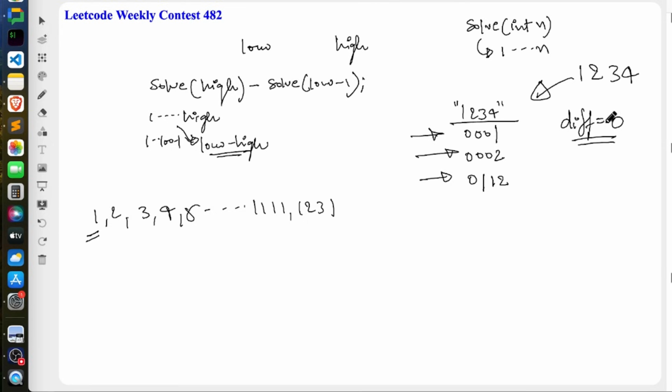So for all the numbers, we will try to find out how many numbers are there whose number of digits is at least 2 and difference is 0, right? So this will be a recursion.